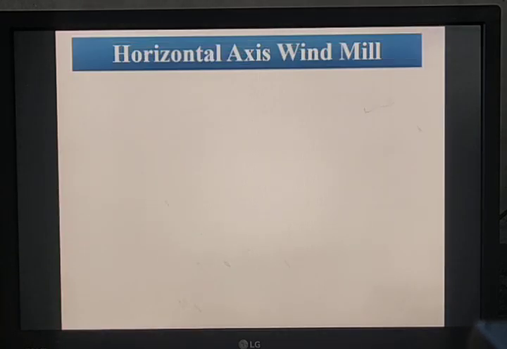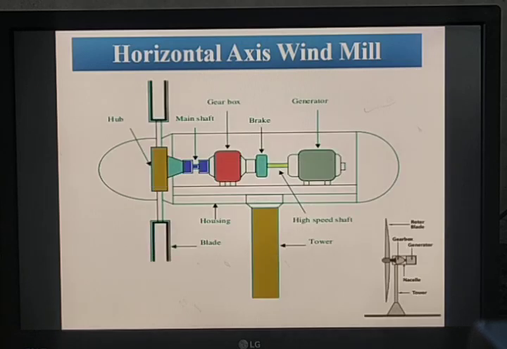Coming to the next topic, wind turbines are classified into two types based upon the shaft position. One is the horizontal axis windmill, another is the vertical axis windmill. Now you can see the horizontal axis windmill here. The shaft is placed horizontally, and for that reason it is named the horizontal axis windmill.